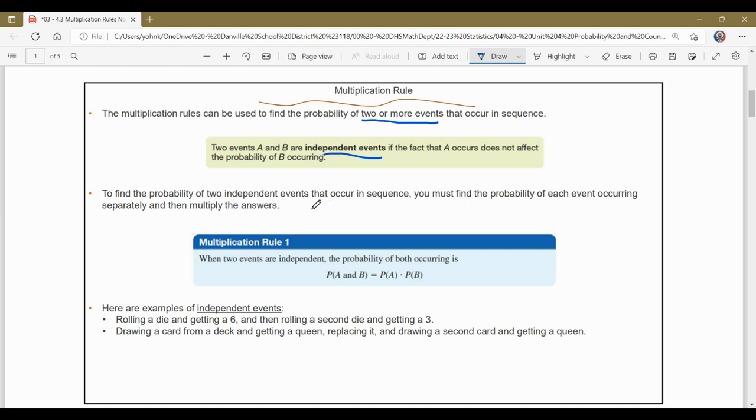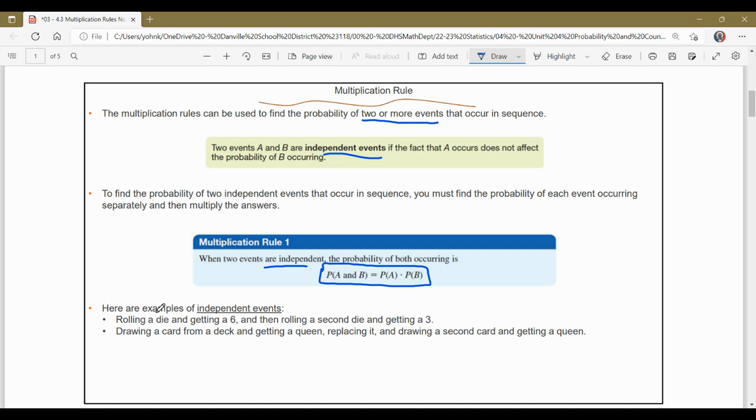Now you can find the probability of two independent events that occur in sequence by finding the probability of each of them occurring separately, and then you multiply your answers together. So if I want to find the probability of events A and B happening at the same time, I can find the probability of A, find the probability of B, and then multiply them together, only if the two events are independent. So here are two examples of independent events.